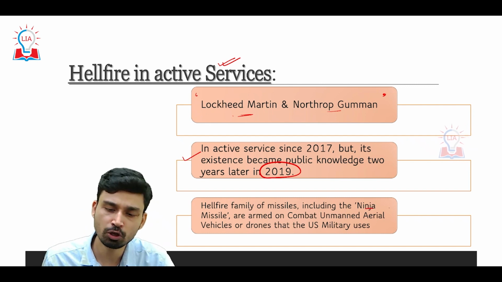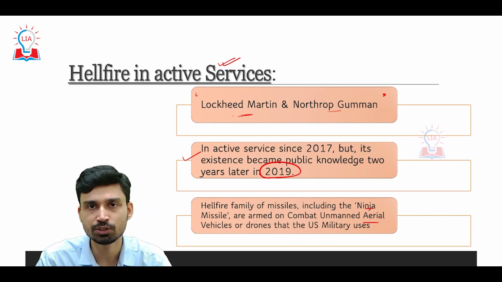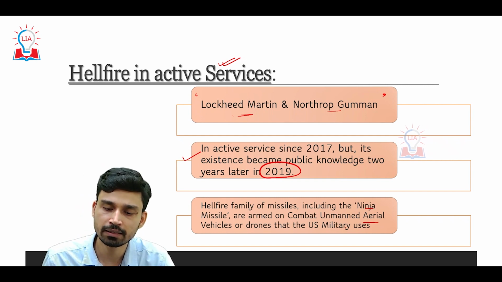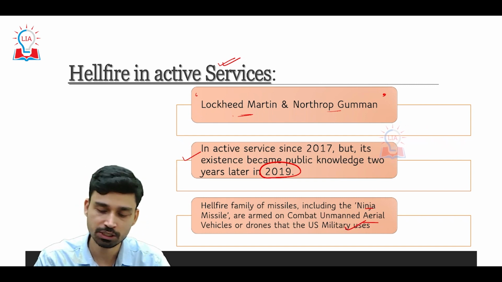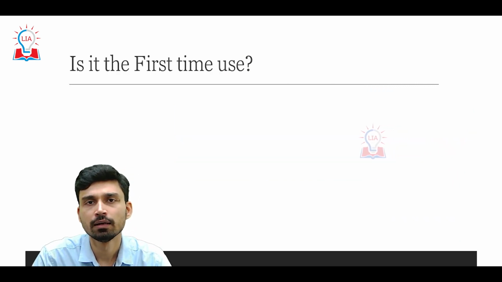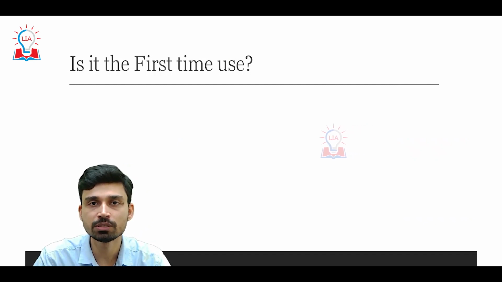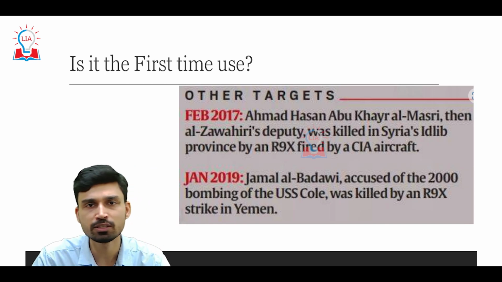They are armed on combat unmanned aerial vehicles, that is UAVs or drones in short, that the US military has been continuously using for the last 10 years. So obviously the question comes: is it the first time the United States has used this missile to take out an individual target? The answer is obviously no.